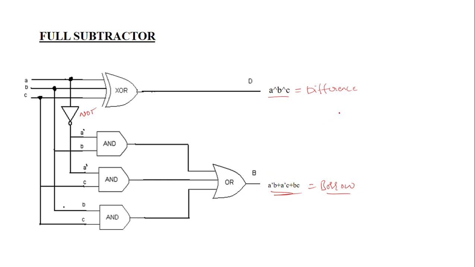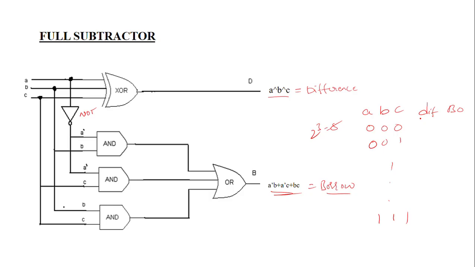Before going to that, we have to know the truth table. How many variables are there? There are three variables, A, B, C, and we have to get the difference and the borrow. Three variables means we get 8 combinations, since 2 power 3 is 8. So 0 0 0, 0 0 1, up to 1 1 1, like that.